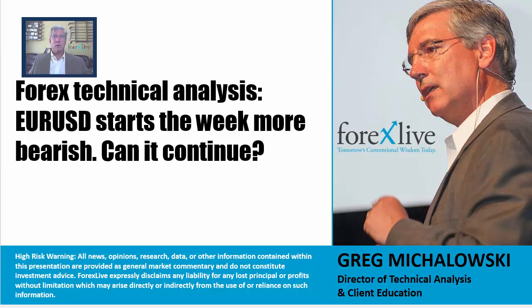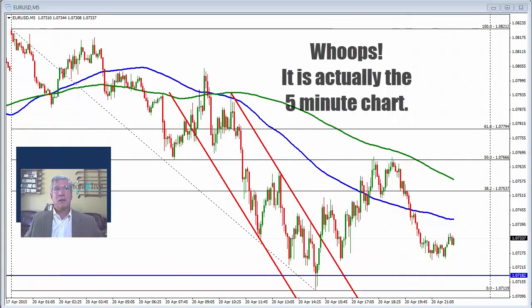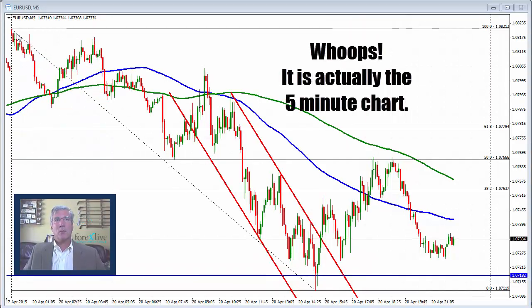We're going to take a look at the euro versus US dollar as it starts the week more bearish. Can that bearishness continue? We'll see. Let's take a look at the daily chart. I said the week started more bearish, and we actually started the week at the high for the week.